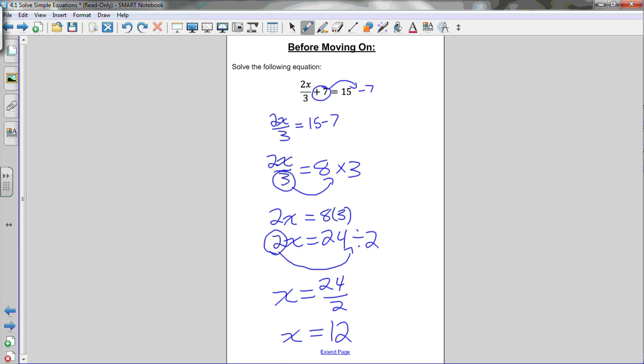Check if when x equals 12, does the left side equal the right side? So 2 times 12 is 24. 24 divided by 3 is 8. 8 plus 7 is 15. So the left side equals the right side. This is the correct answer to that equation.